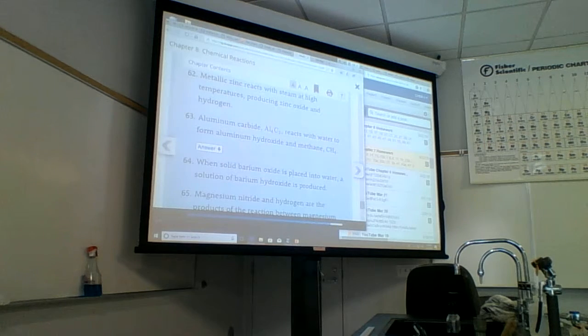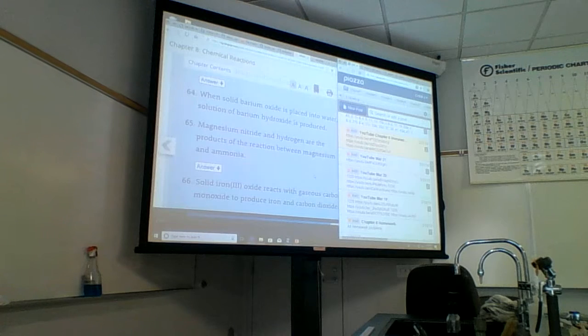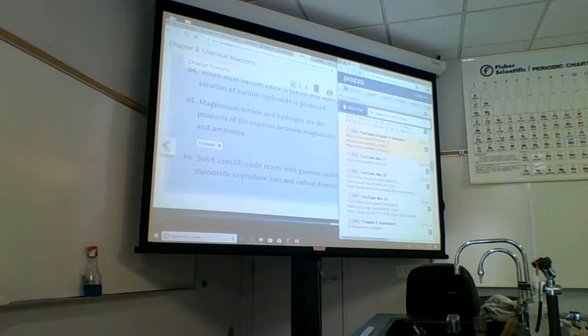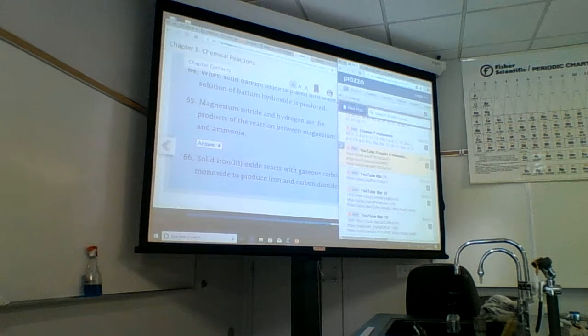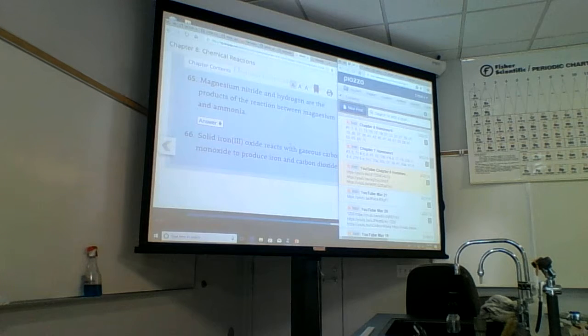Aluminum carbide reacts with water to form aluminum hydroxide and methane. 65. Magnesium nitride and hydrogen are the products. So most of these reactions, they tell you what the reactants are and what the products are. All you have to do is balance them, making sure you have the correct formulas.